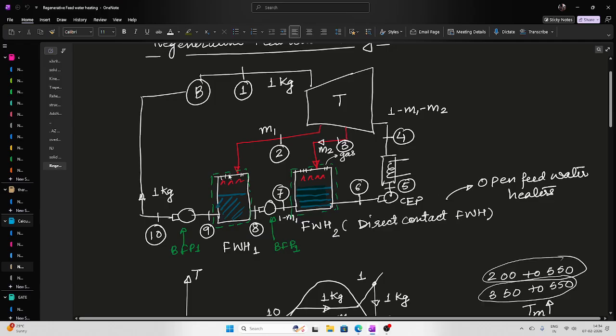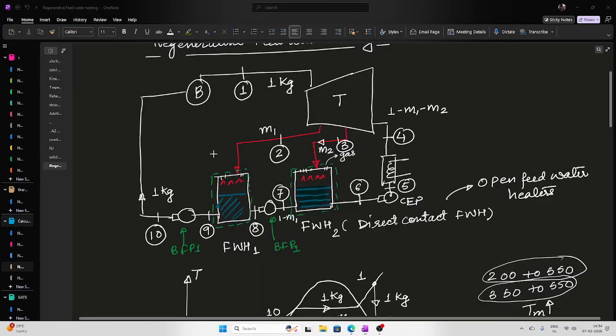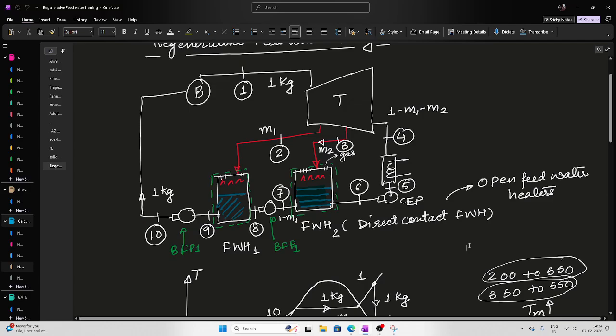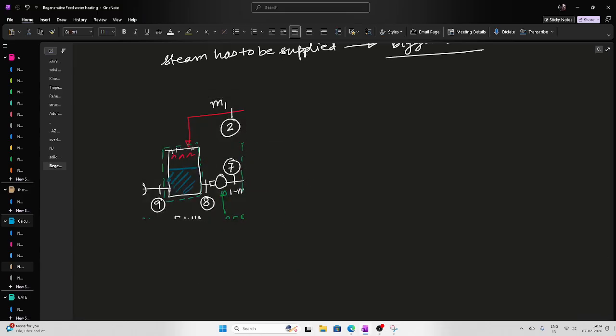Okay, so let us talk of this particular portion, and let me snip this. So this is the one. Now for this feed water heater which is taking steam from the high pressure side, the feed water which is entering is 1 minus m1. The mass of extracted steam is m1 and the mass which is going out is nothing but 1.